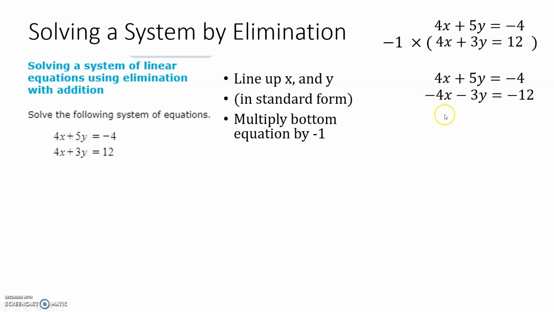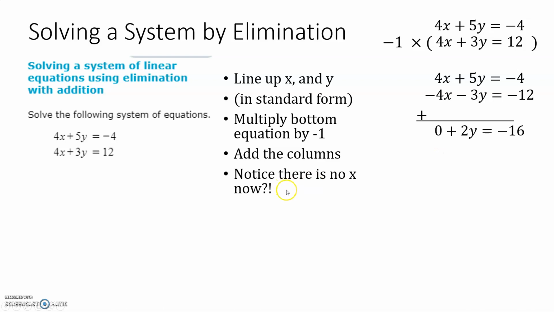And now what happens if we add these is you're going to see we get our elimination to occur. We add the columns together, we get 0 here, that's the x. We get 2y here, and we get negative 16. So notice again, we've eliminated x. If we hadn't done the multiply by negative 1 business, we would have 8x here if we do nothing. So there's no x, we've eliminated it, just like we did with the other two. Go ahead and take a moment, pause, see if you can find out what y and x are in this equation.